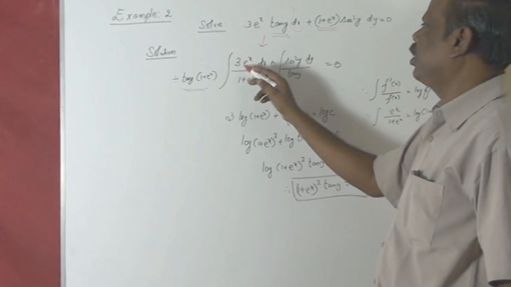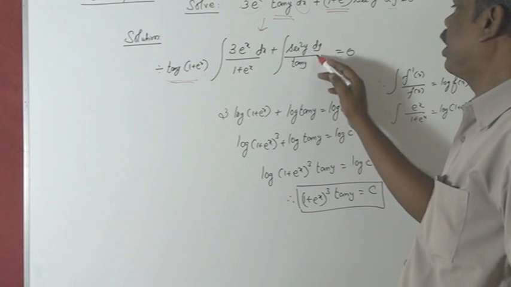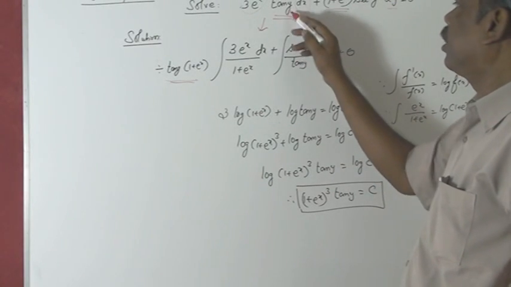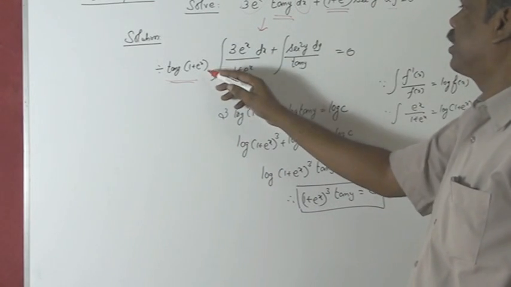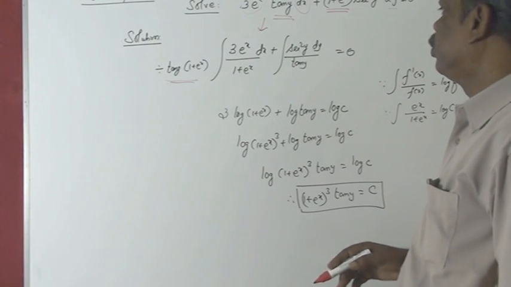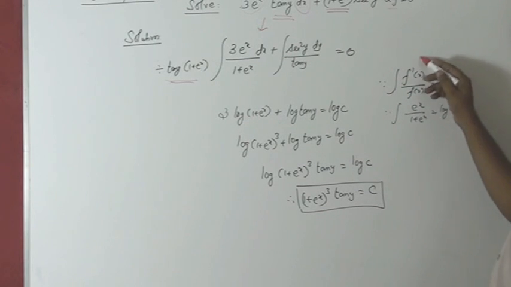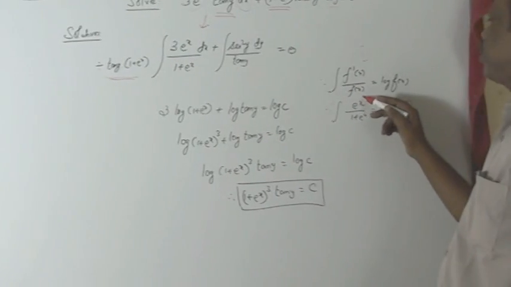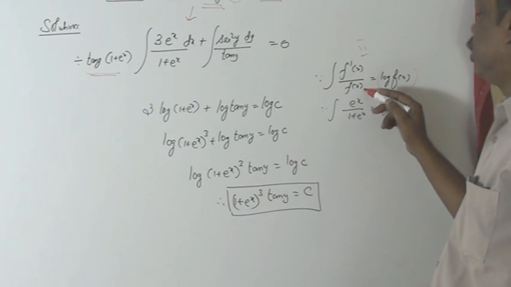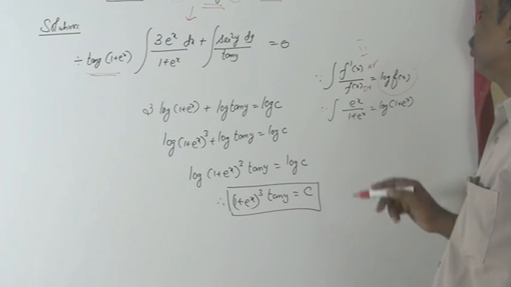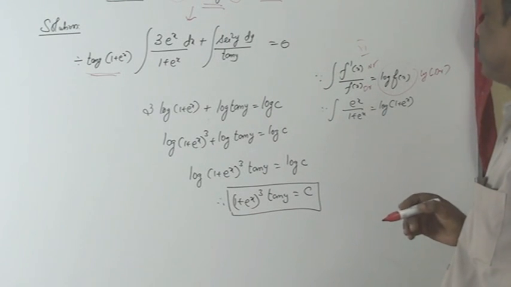Therefore, integral of 3 into e power x by 1 plus e power x into dx plus integral of secant square y by tan y into dy is equal to 0. Here tan y gets cancelled when dividing, and by 1 plus e power x, here 1 plus e power x gets cancelled, therefore we get tan y. So after that you have to integrate this. Now we know the formula from 11th standard, that is integral of f dash of x by f of x is equal to log of f of x. So when you differentiate the denominator, if you get the numerator value, then take the log of the denominator value. So that is the rule that we have studied in 11th standard.